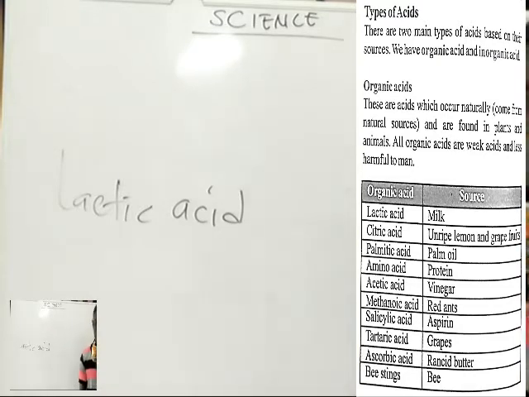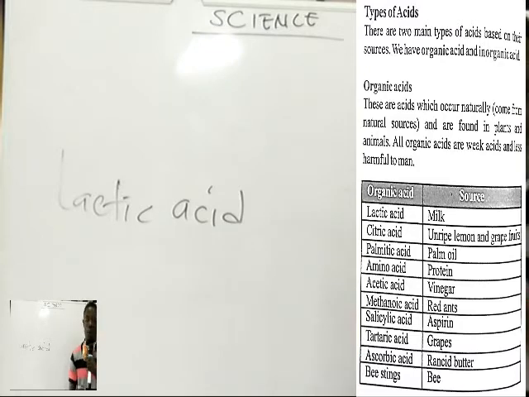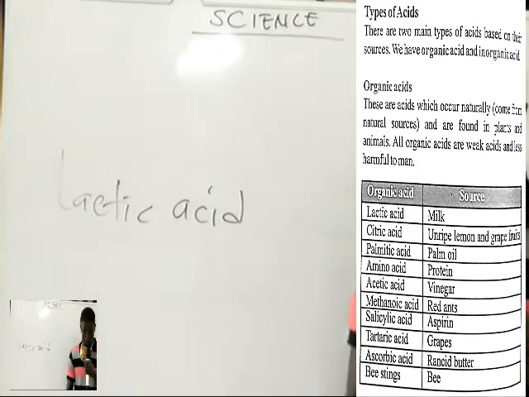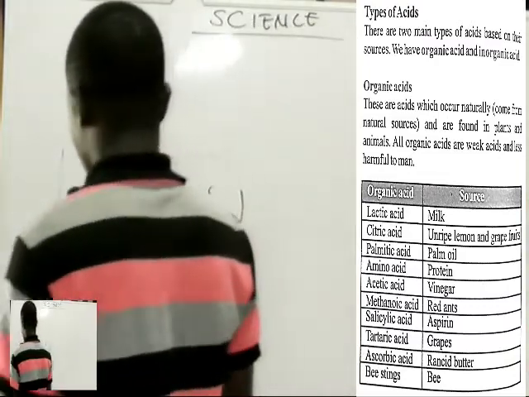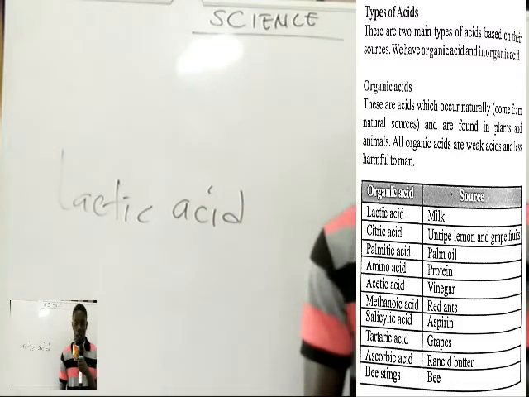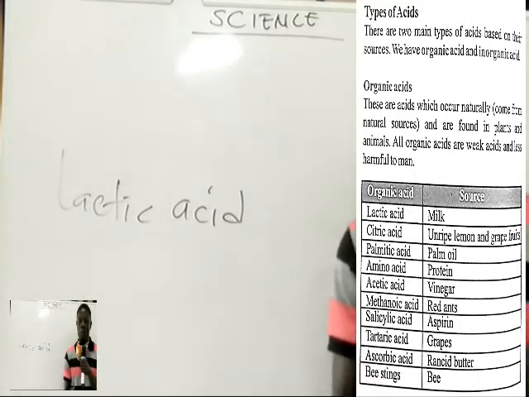The next example of acid is acetic acid. Acetic acid can also be obtained from vinegar. Vinegar has been used since the 1900s. We normally use vinegar in our kitchen to preserve food. So I hope you know vinegar.